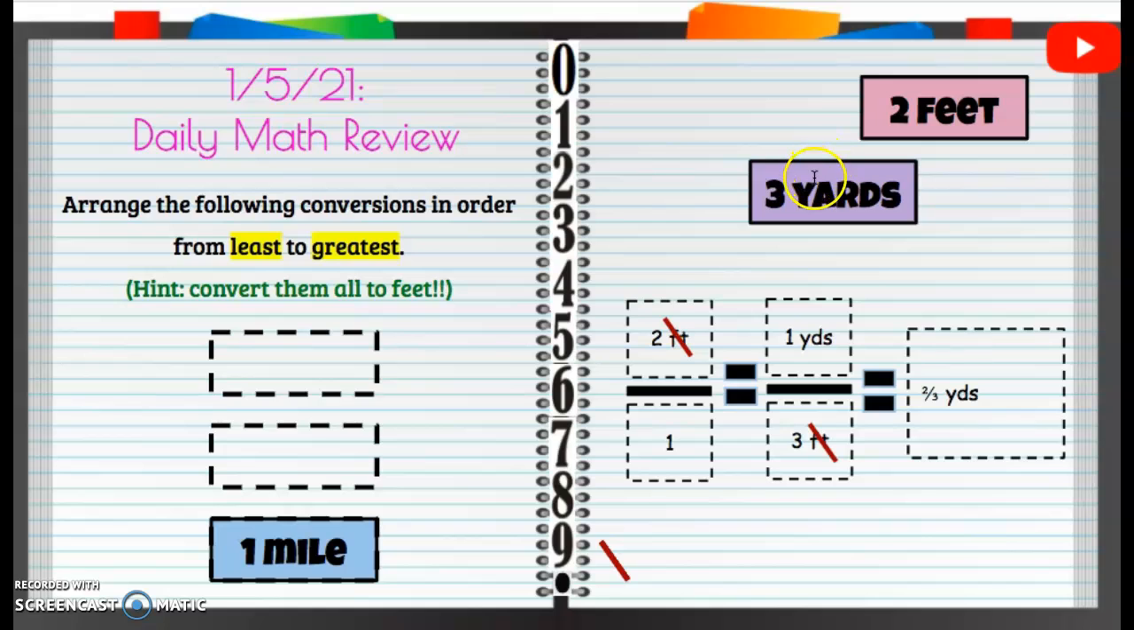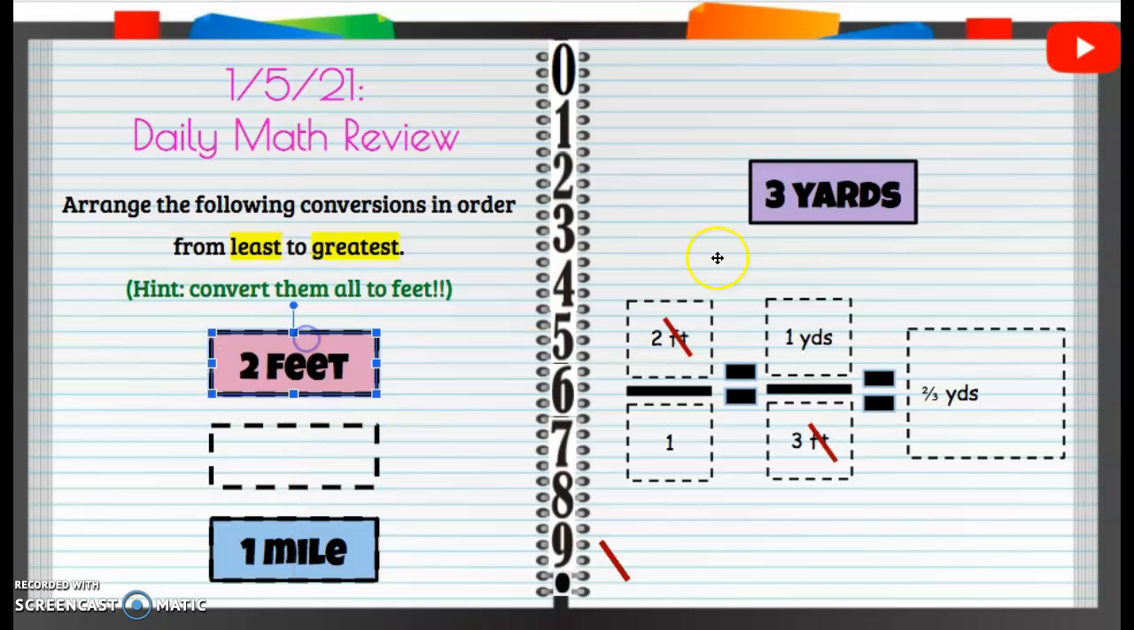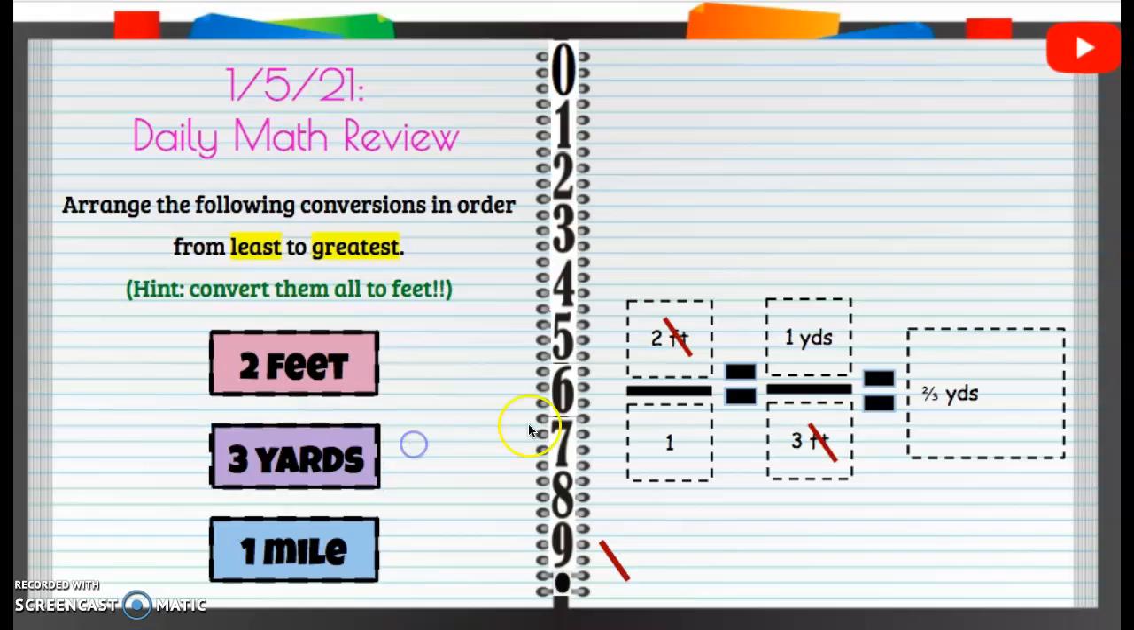So that's going to be smaller than 3 yards. So for sure, those 2 feet, 2 rulers, is going to be smaller than 3 of those big yardsticks, right? So 2 rulers is going to be smaller than 3 of those yardsticks.